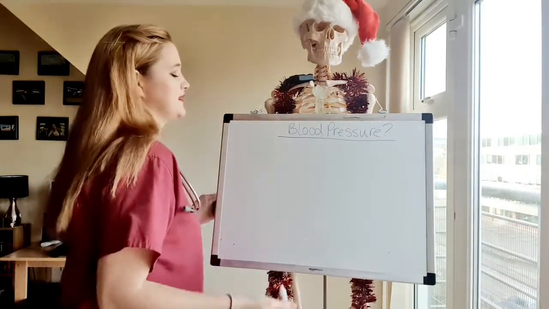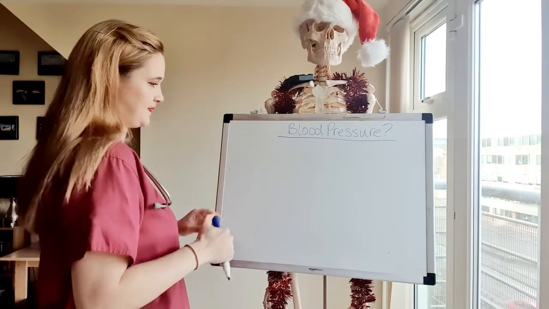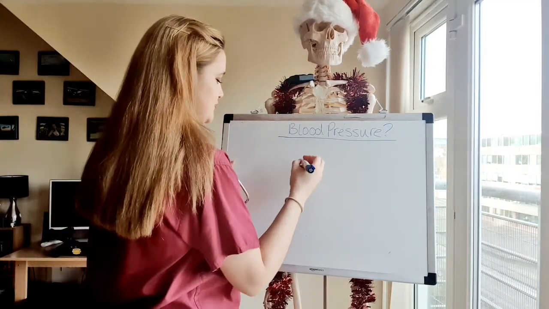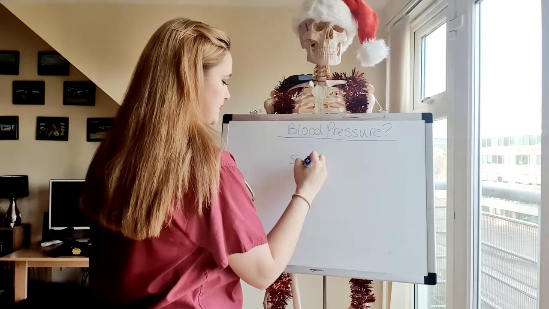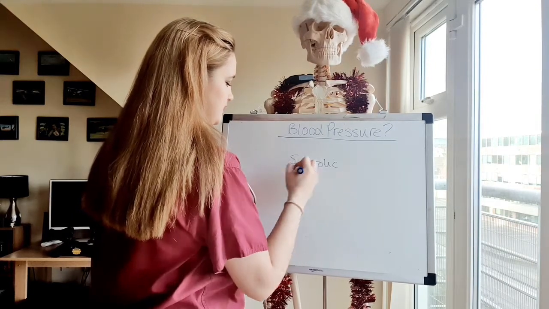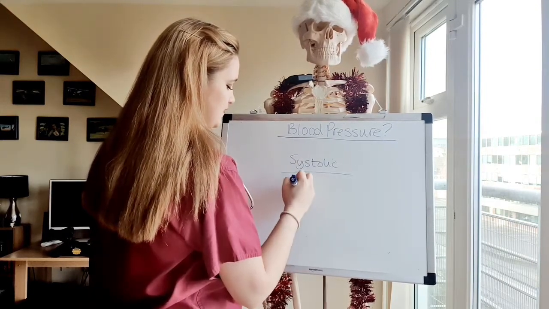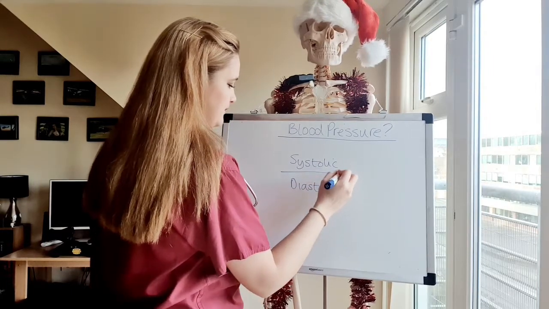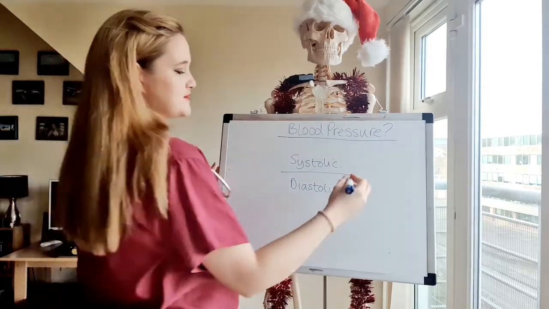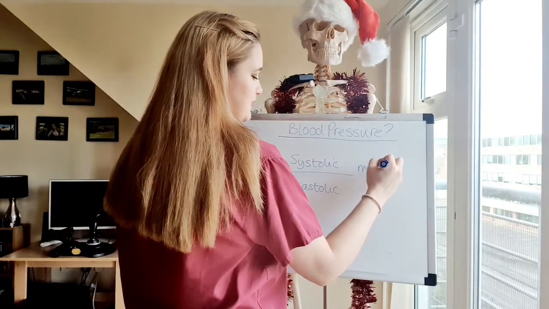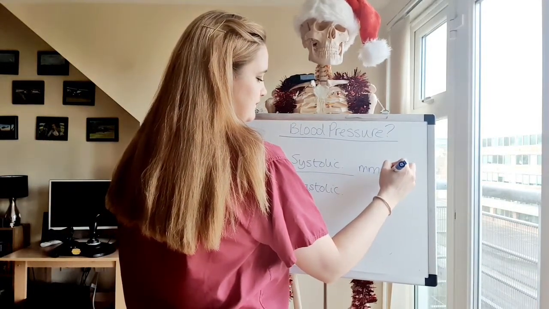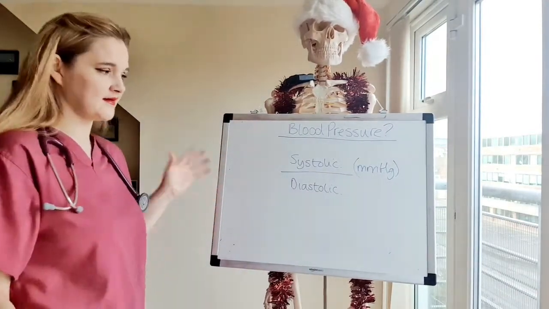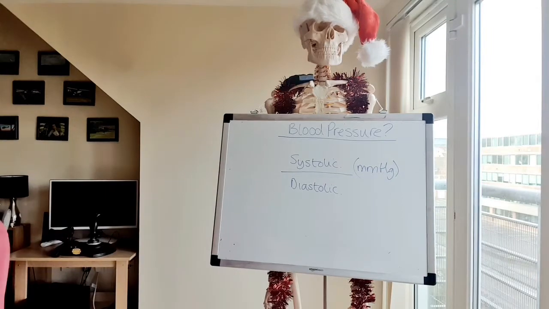Blood pressure, we know, has essentially two parts to it. So we have a systolic rate, and it's over a diastolic. And it's measured in millimeters of mercury. Okay, got a blood pressure monitor, so that's the very basics of it.